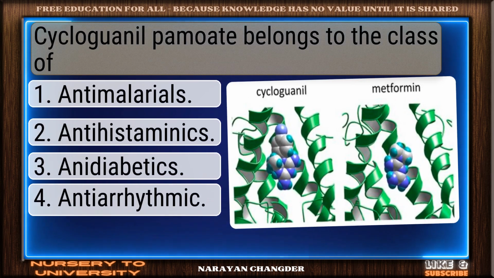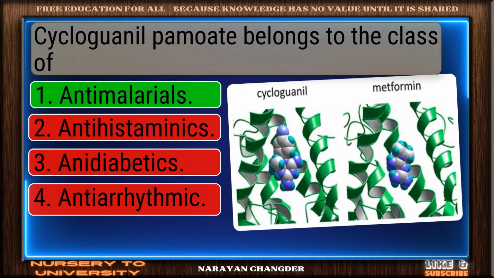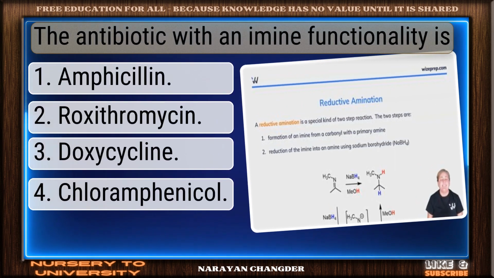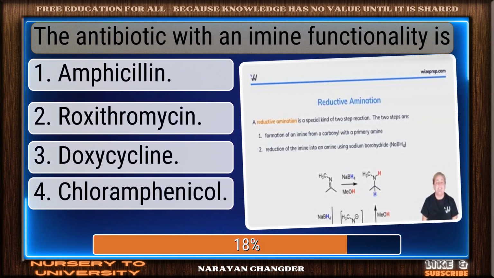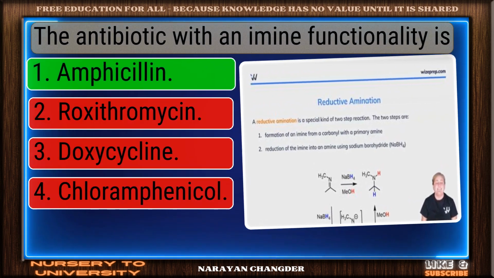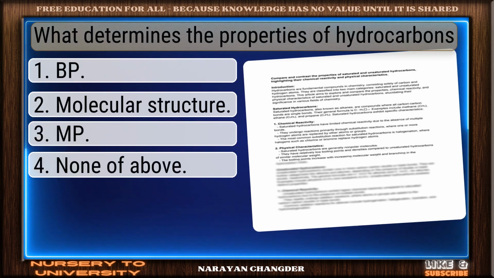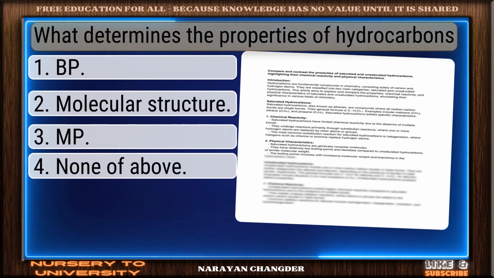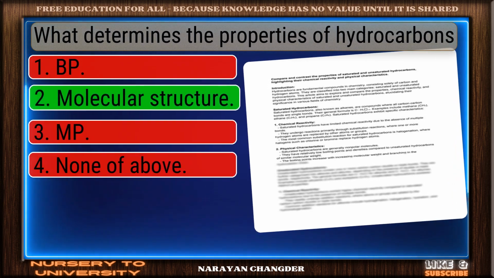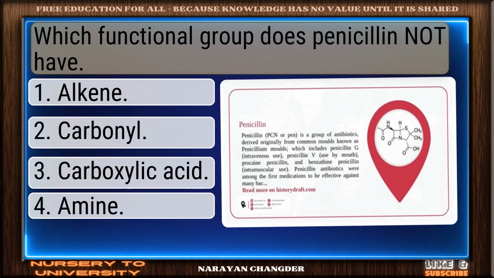Cycloguanil pamoate belongs to the class of. You got it. Your choice antimalarials is right. The antibiotic with an amine functionality is. Excellent choice. Ampicillin is the right answer. What determines the properties of hydrocarbons? Solid response. Molecular structure is a valid choice.